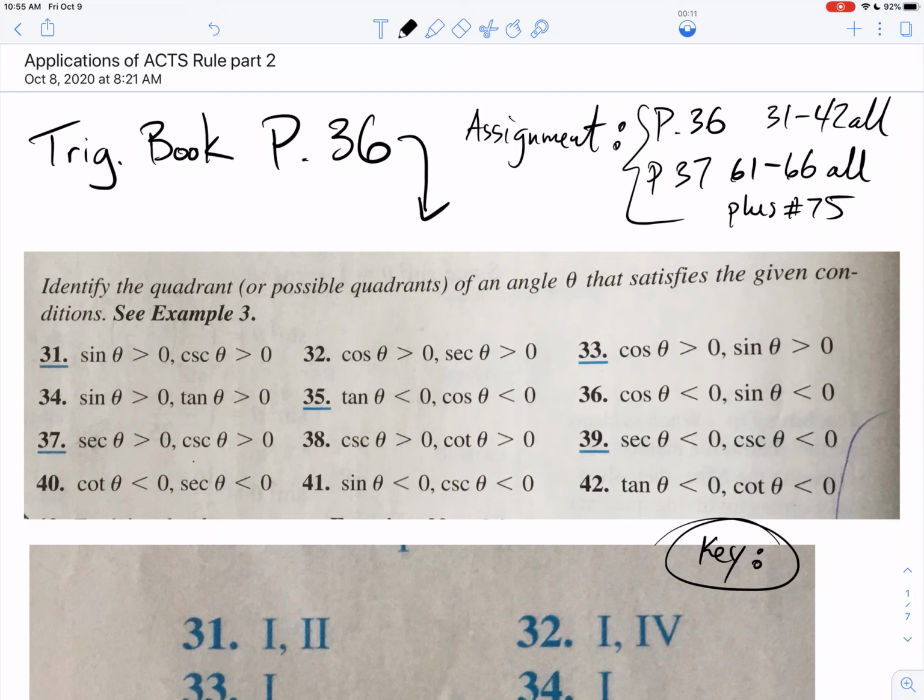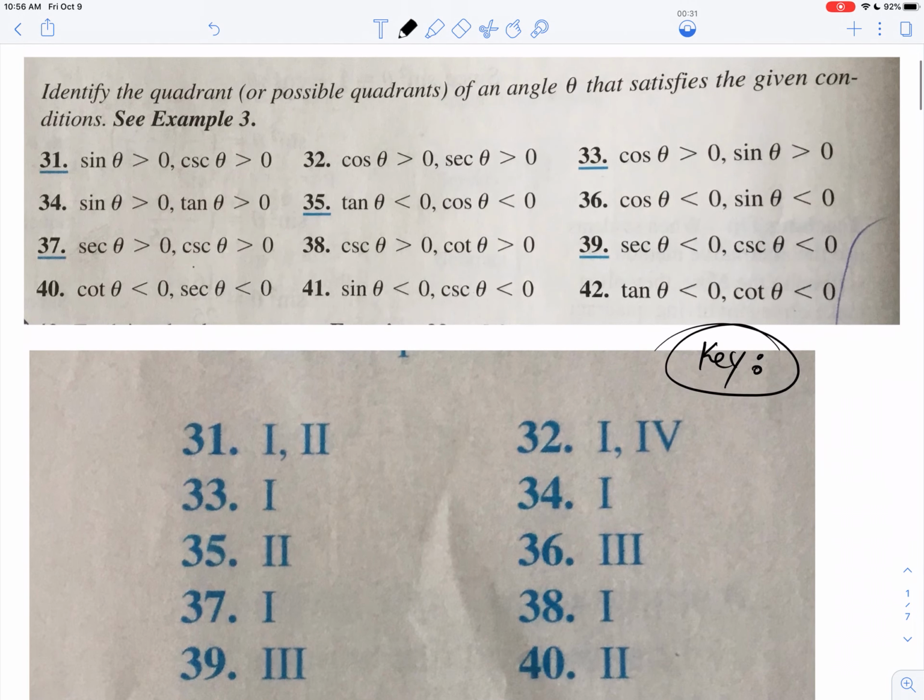And the actual assignment I want you to work on comes from the trig book. It's page 36, 31 to 42, and page 37, 61 to 66, plus number 75. But I never assume you have your book with you, and I need you to get your assignments done. So here we go. These are the problems I'm talking about from page 36.